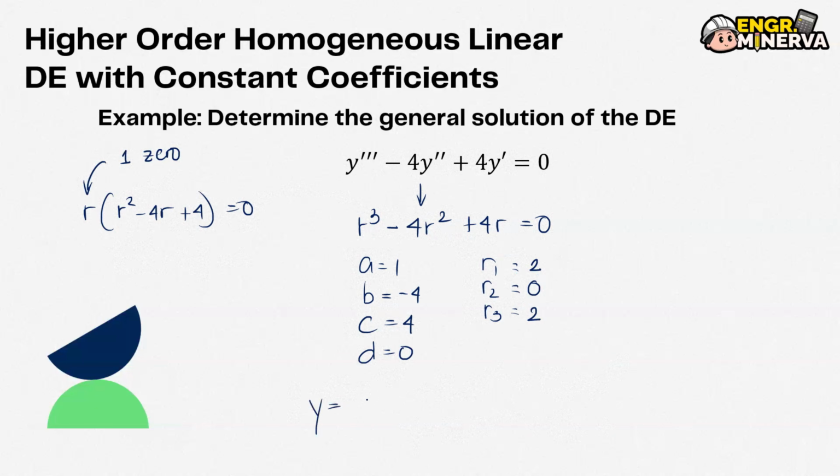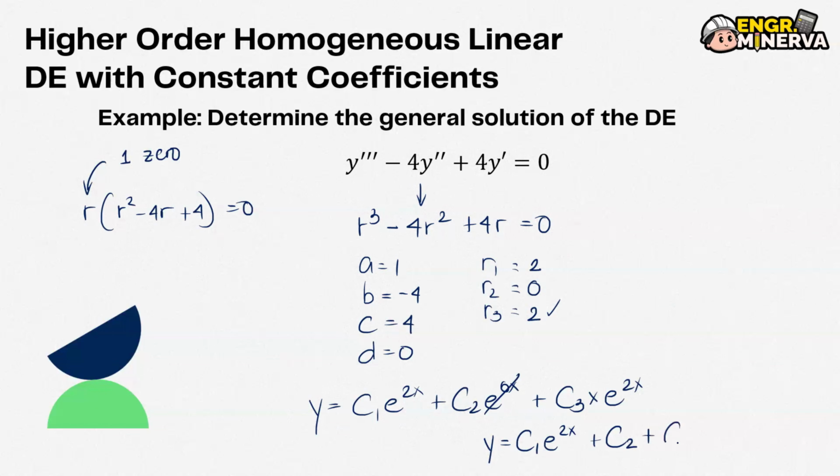So y equals c1 e raised to 2x plus c2 e raised to 0x plus c3, again, the 2 repeats. So x e raised to 2x. But e raised to 0x is 1. So y equals c1 e raised to 2x plus c2 plus c3 x e raised to 2x. That is our final answer.